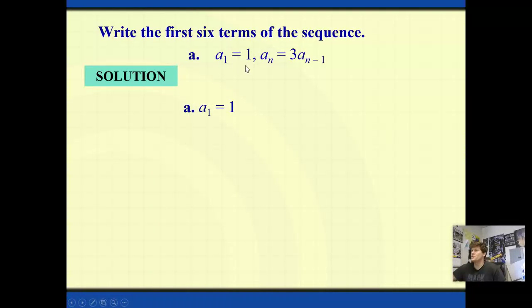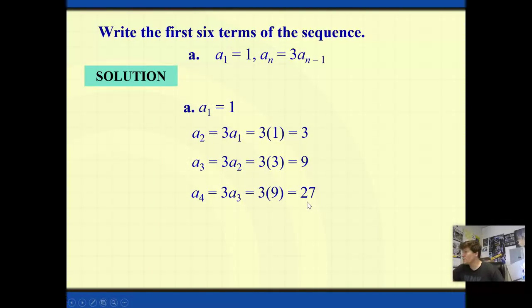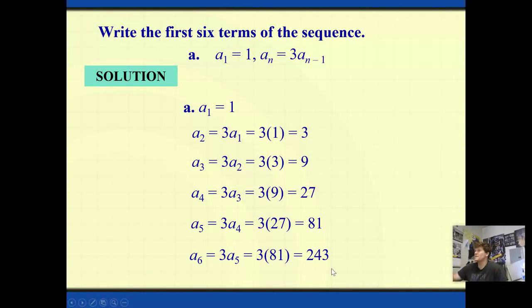So my first term is just my first term that they tell us. It's 1. Now I use the pattern to find the next one. The pattern is times 3. So 1 times 3 is 3. There's my second term. 3 times 3 makes 9. There's my third term. 9 times 3, 27. There's my fourth term. We're getting bigger now. 27 times 3, 81. There's my fifth term. 1, 2, 3, 4, 5. 81 times 3, 243. There's my sixth term, and that's all I needed for this question.